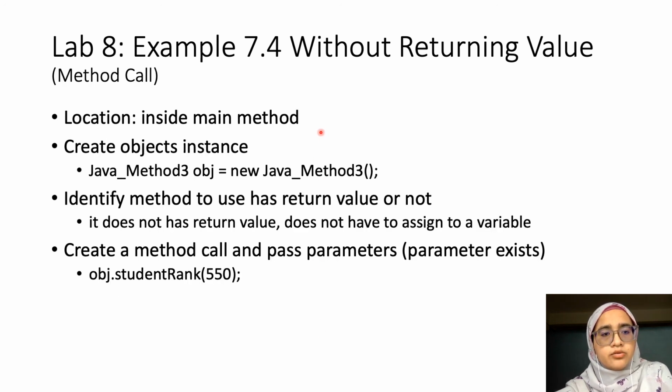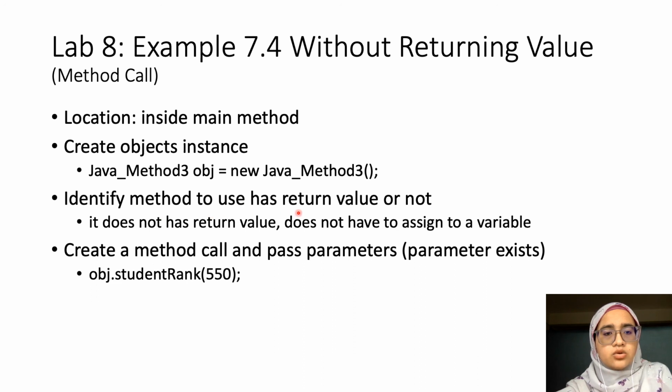Okay, and now we decide on the method call. Okay, method call ni kita decide yang pertama sekali inside location dulu. Okay, selalunya dalam peringkat metrik, memang kita akan letak dalam main method lah. Okay, and then create object instance. Okay, object instance ni macam biasa, kena ada class name, object name, perkataan new, okay, equals to new Java method 3, which is also a class name, and then ada bracket.